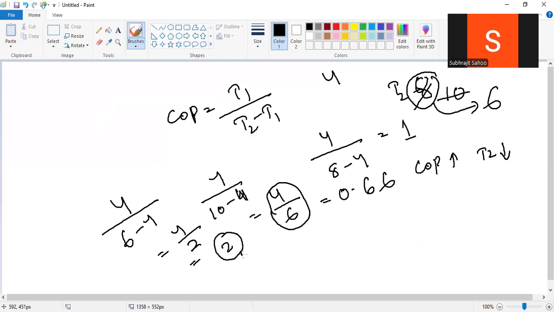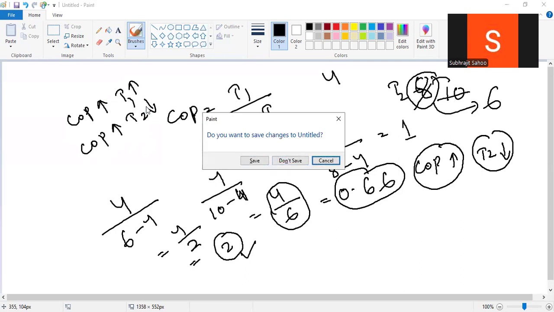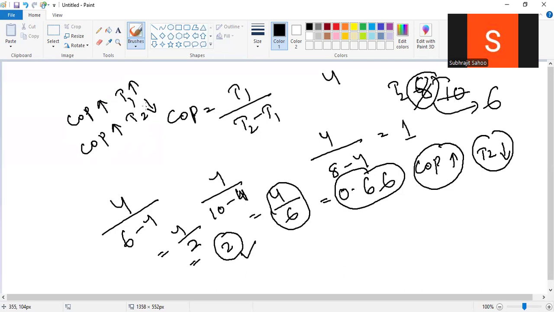I got COP 2. I increase 8 to 10, but I got COP how much? 0.66. That means COP of my machine can be improved by decreasing the T2. But in the previous case, COP increases with T1 increases. And right now, COP increases with T2 decreases, right? Two concepts, very, very important. I will show in the diagram also what conclusion we draw here and what the temperature limitations are.